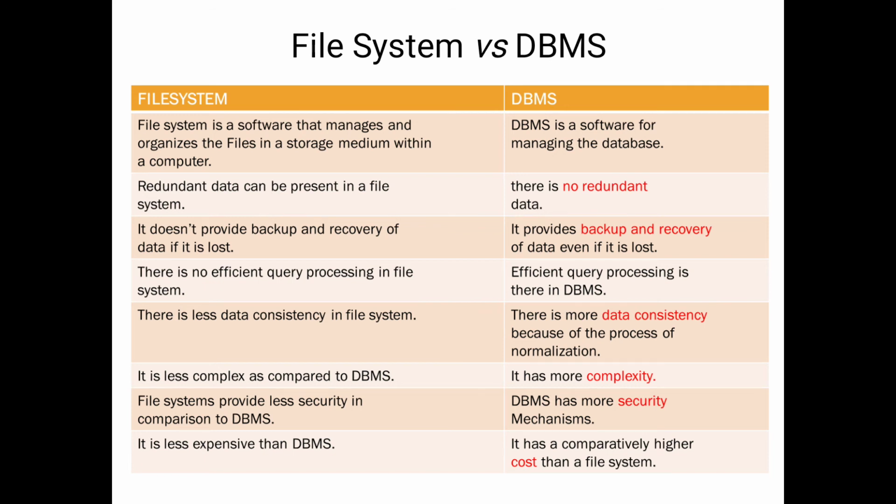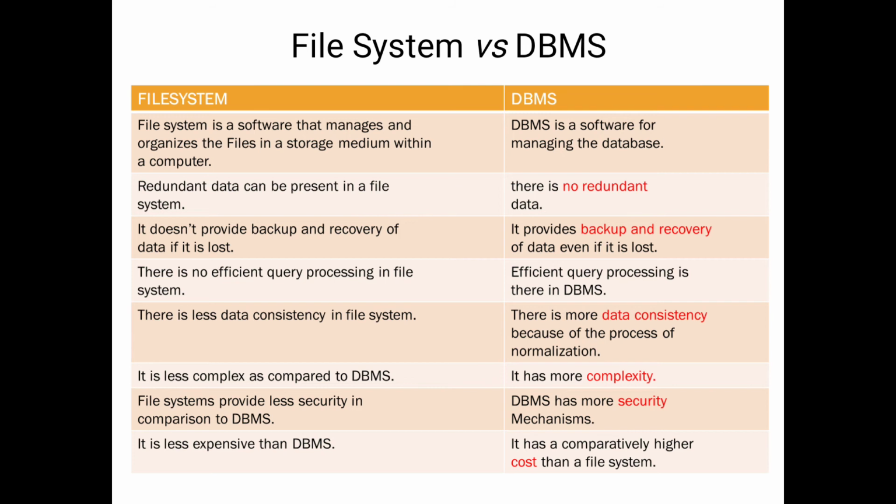Coming to the fourth point, there is no efficient query processing in the file system. If we want to search any information or any files using a file system, it takes a lot of time, but with the help of queries in the DBMS we can use it efficiently. Coming to the fifth point, there is less data consistency in file systems. Coming to the DBMS, there is more data consistency because the process of normalization is there. The normalization concept is one of the advantages of the DBMS because it reduces redundancy.